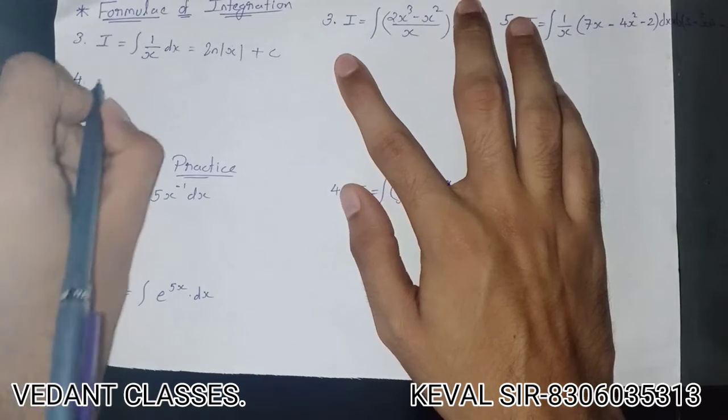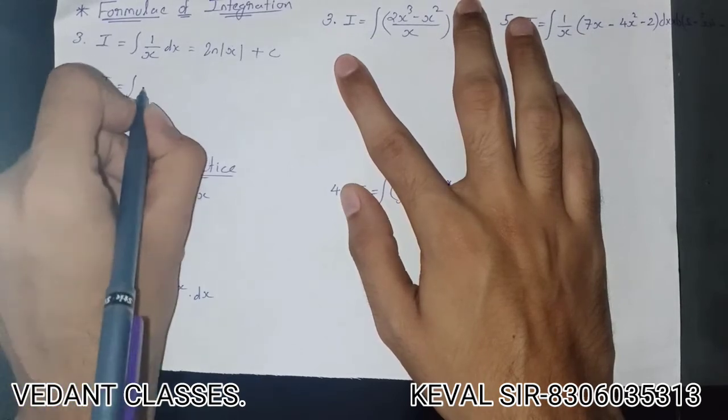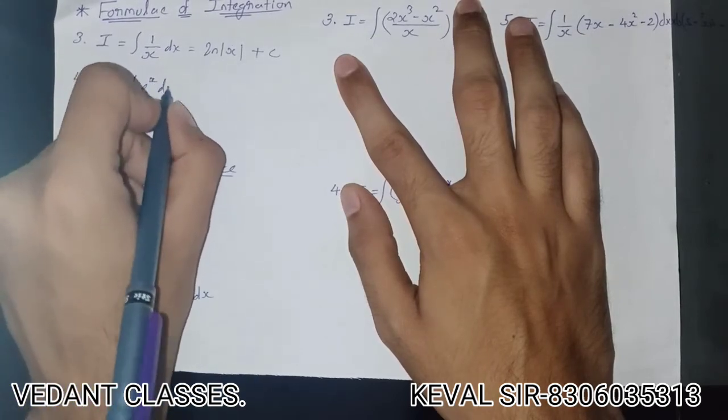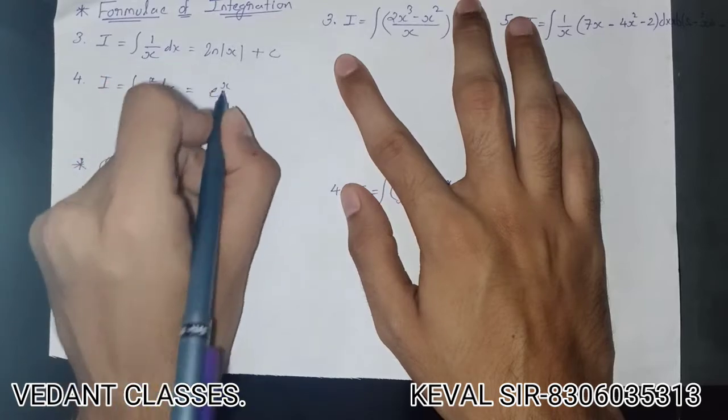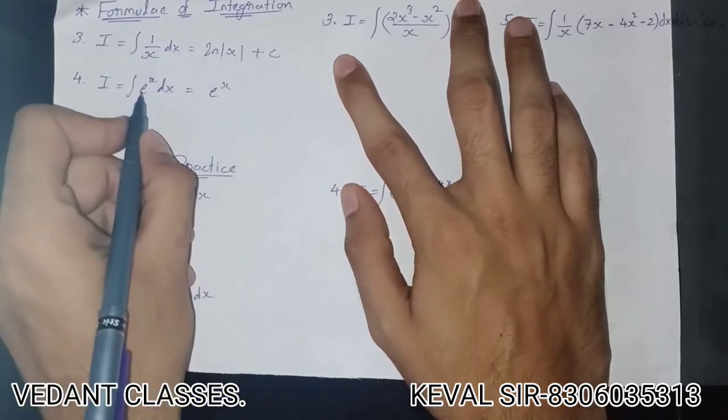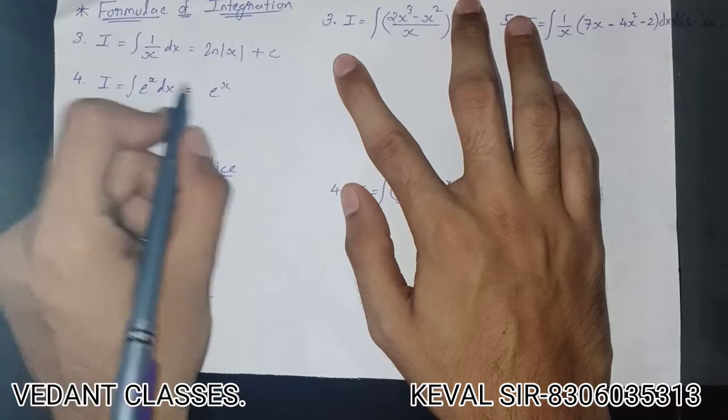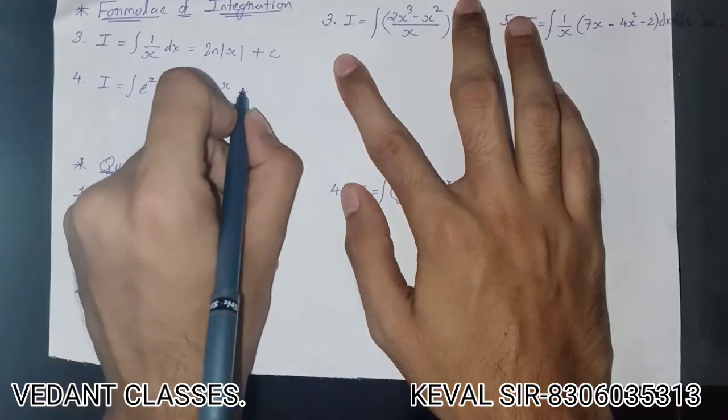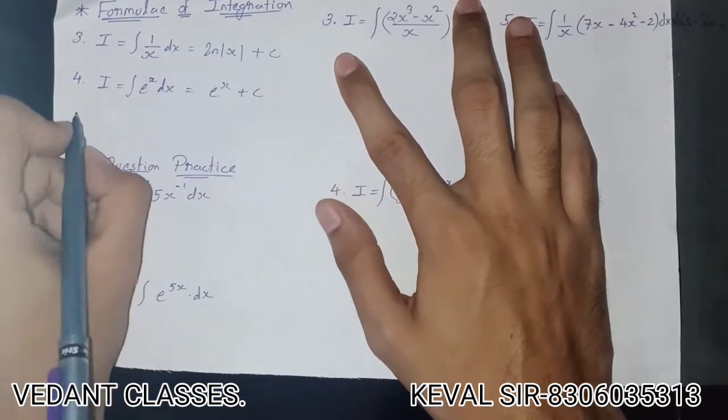Fourth formula is for the exponential, integration of e raised to x dx. So this will be e raised to x. Differentiation of e raised to x is e raised to x. Then integration of e raised to x will remain e raised to x. Okay, because integration means the antiderivative.